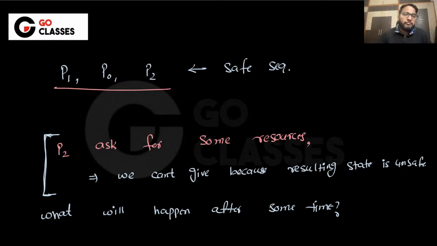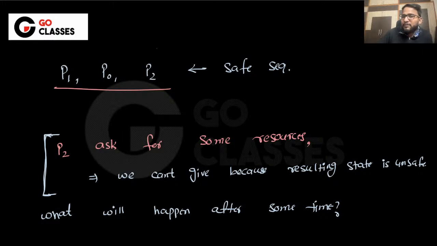Let me just wait for P1. Once P1 finishes, then let me wait for P0, and once both of these finish, then I am 100% sure that I have the available resources to give you, right? So basically this is the safe sequence, which means that if all of a sudden P2 is asking, then I may or may not give.